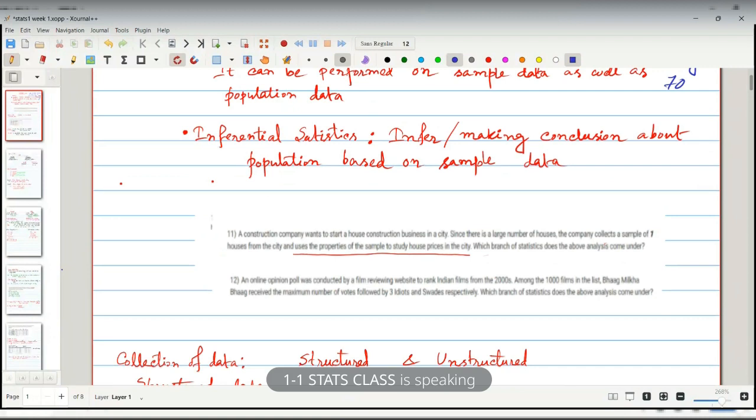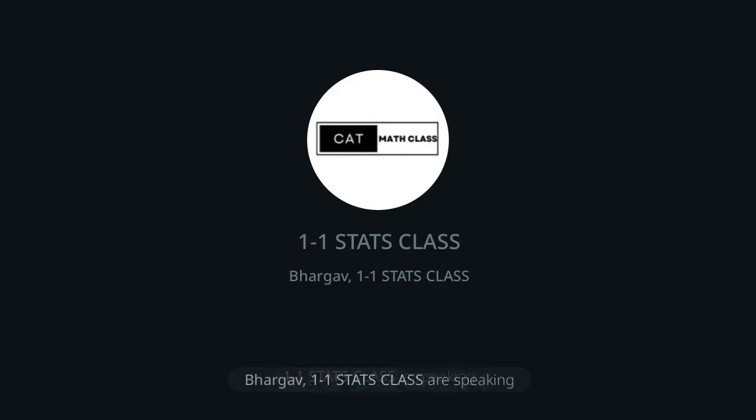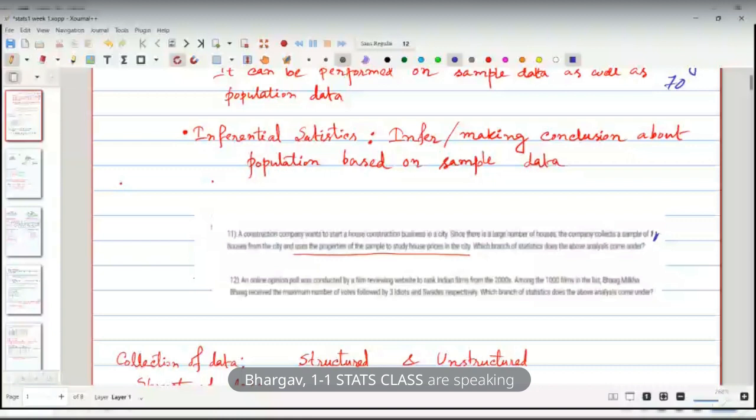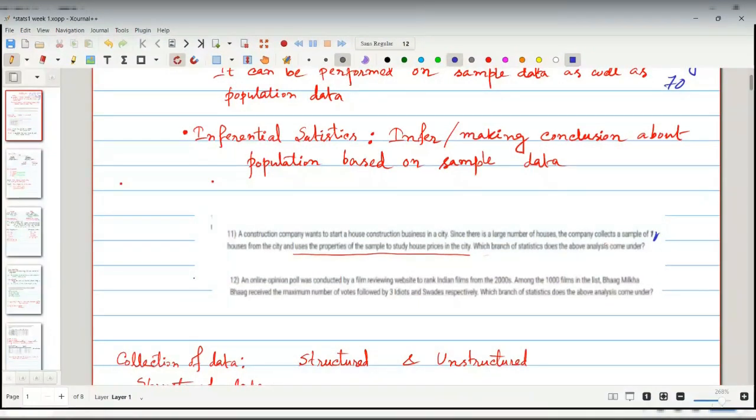So here are two examples. Is the question visible or not? First one: a construction company wants to start a house construction business in a city. Since there is a large number of houses, the company collects a sample of 11 houses from the city and uses the properties of the sample to study the house prices in the city. Which branch of statistics does the above analysis use? It's inferential. Next one: an online opinion poll was conducted by a film reviewing website to rank Indian films from the 2000s among the 1,000 films in the list. Bhag Milkha Bhag received the maximum number of votes, followed by Three Idiots and Swades respectively. Which branch of statistics does the above analysis come under?